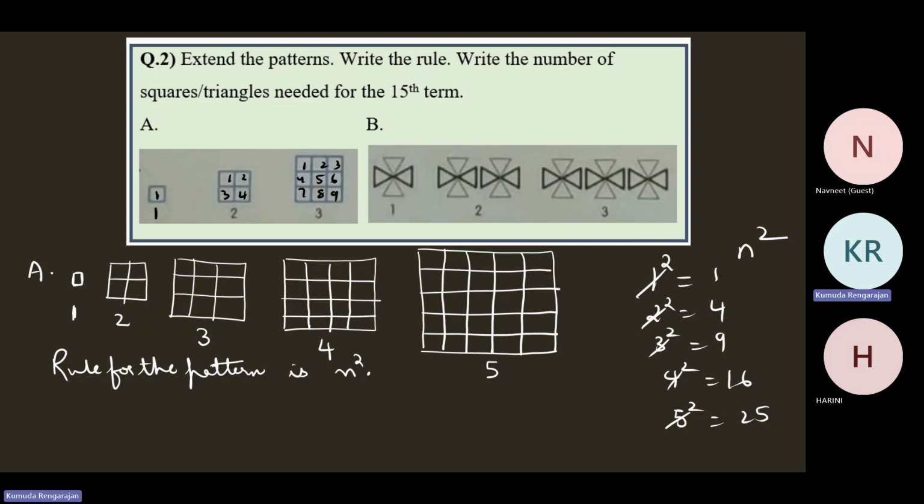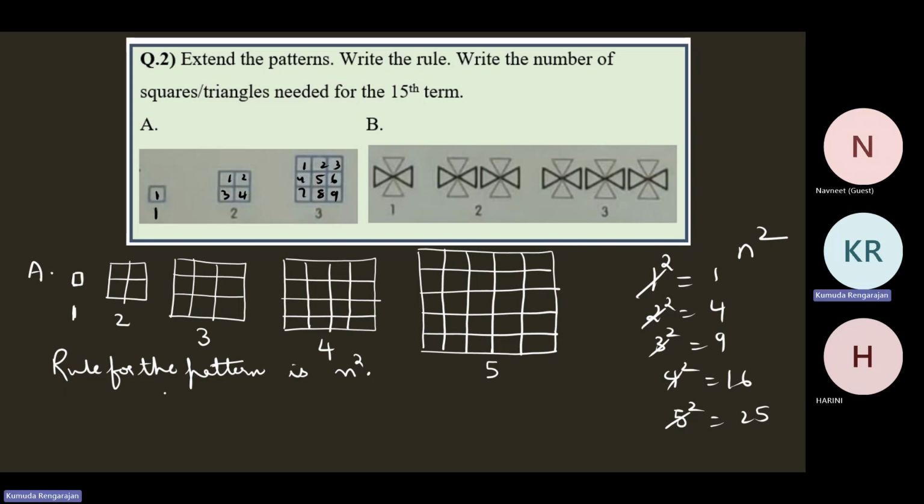Write the number of squares needed for the 15th term. How many squares will be in the 15th term? Ma'am, 15 into 15. Yeah, so you have answered this one. Next one, Harini will answer. 225. Yeah. Okay, Navneet, you have answered the first question. B, Harini will answer. So even if you know it, you'll have to keep quiet. All right? Okay, ma'am.